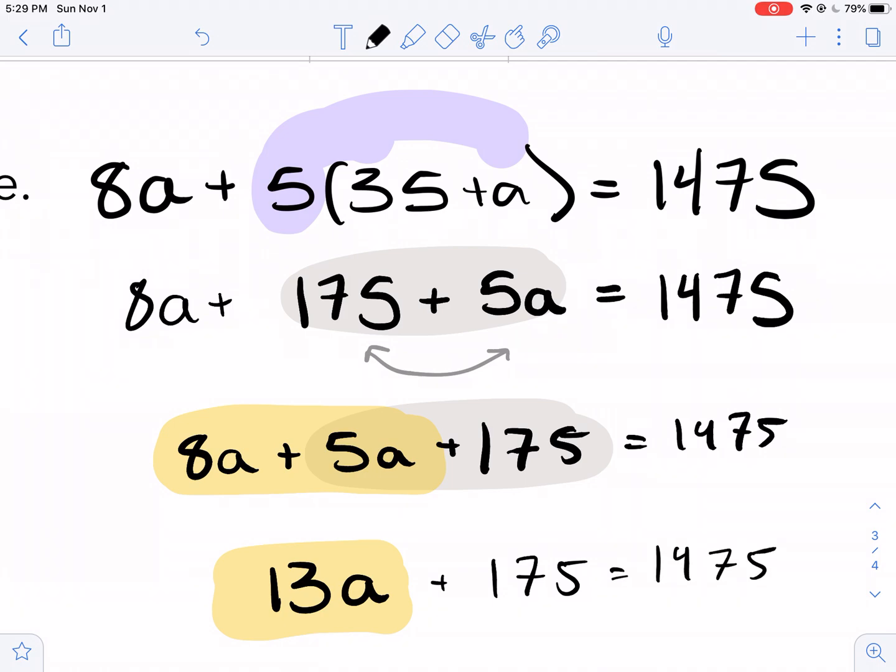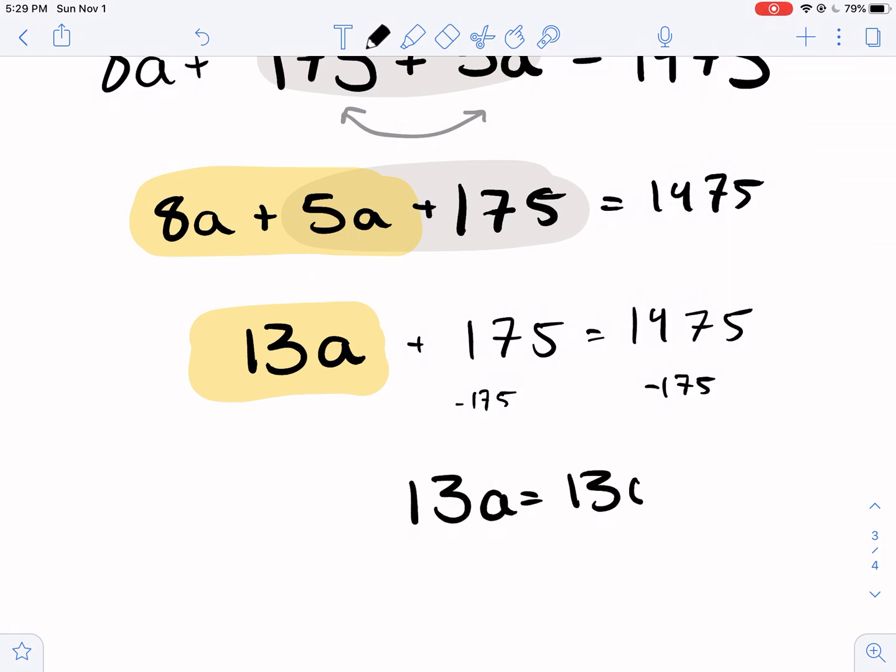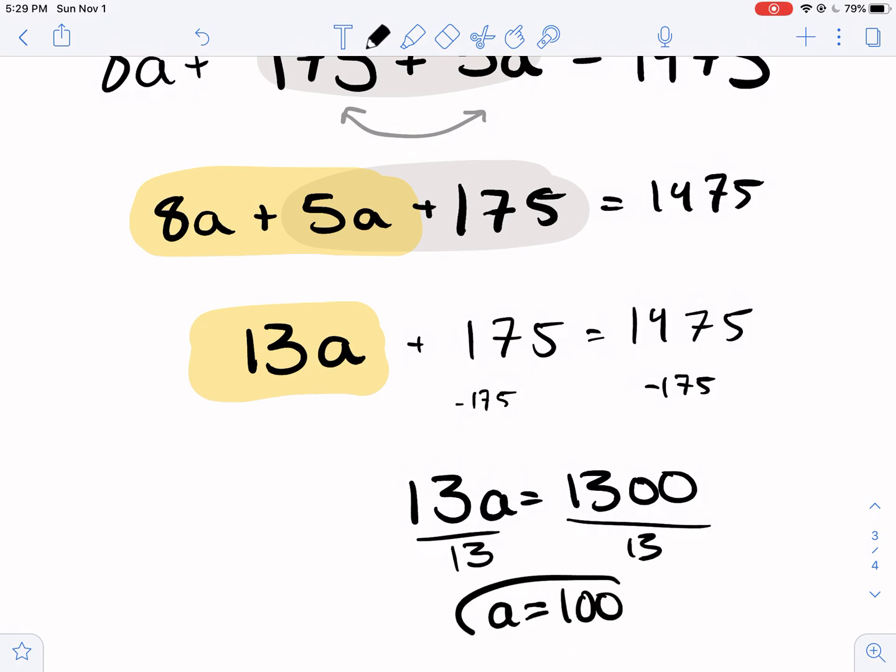1475. And remember, we're trying to get A all by itself, so we subtract 175 from both sides. Oh, you guys, this is going to be so great. 13A equals 1300. So to get A all by itself, we divide by 13, and A is 100. Isn't that super?